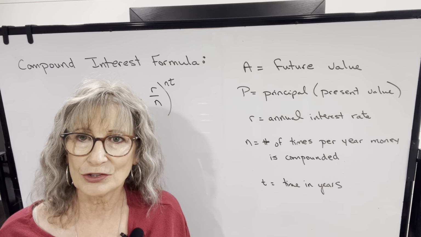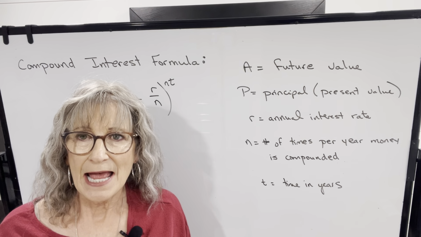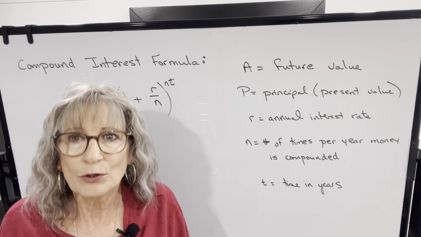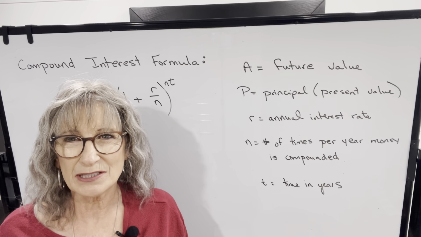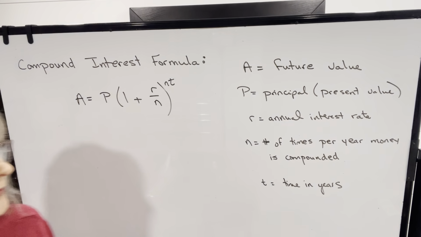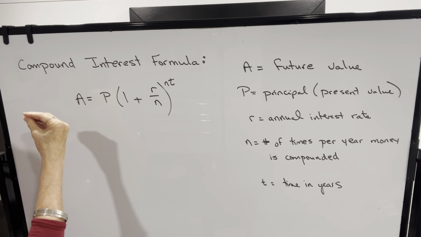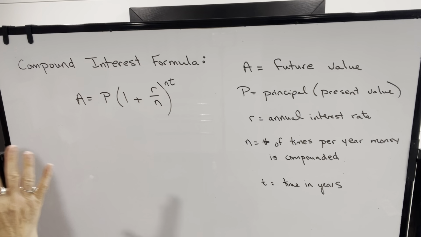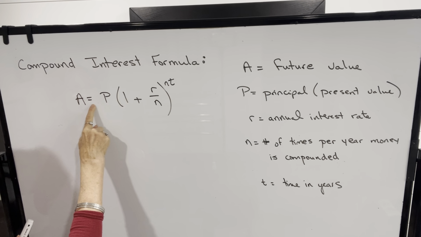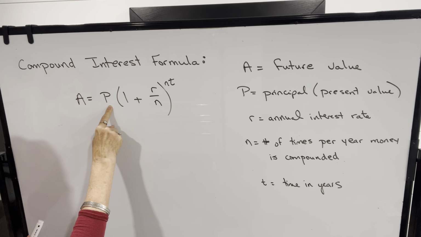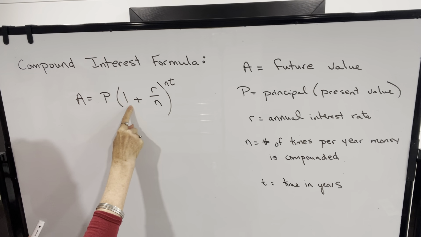Let's start by taking a look at the compound interest formula. And don't be intimidated. Hopefully it'll make sense as we go through examples, but it does look a little bit intimidating to start with. A, which represents our future value, or what our investment will be worth at the end of whatever term, that will be equal to P, which is the principal or present value, times 1 plus R over N.